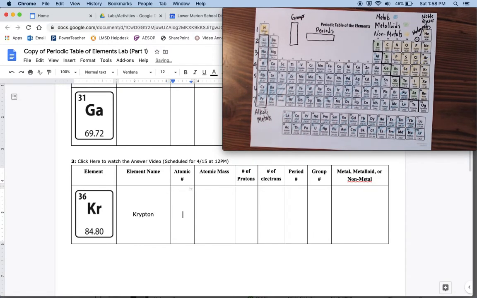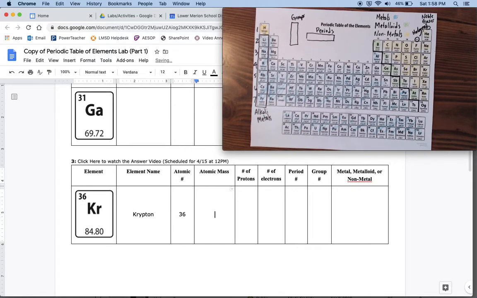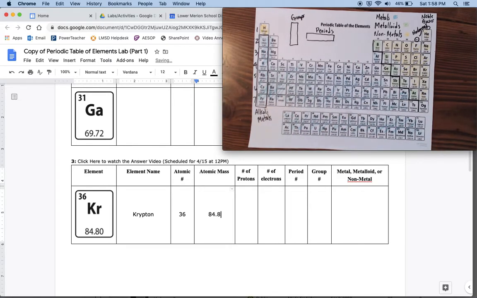Krypton, right? My atomic number, if I look at it, is in the top. So that's number 36. My atomic mass is the number that's written underneath the name, which is 84.80, right? And then from here, the number of protons that Krypton has is 36, because the atomic number is the number of protons, right? And if I know the number of protons, I know the number of electrons, which is 36, right?